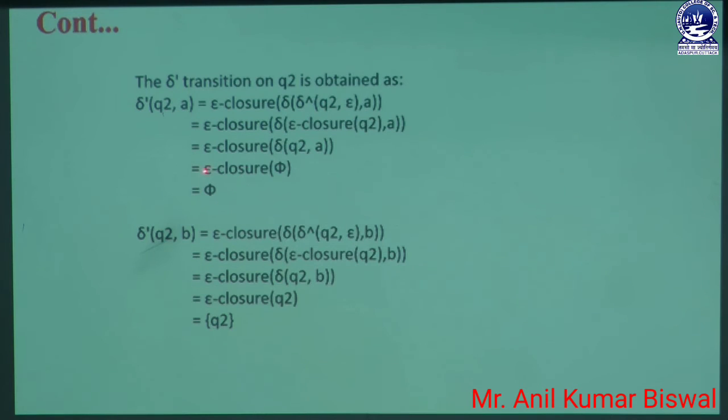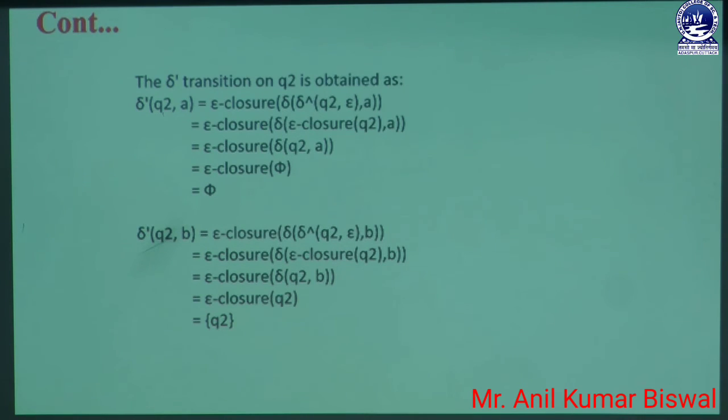Similarly, the epsilon closure is a phi set. Whenever the user puts an input symbol A to the Q2 state, we get a phi state. No new state is created. So if a user wants to calculate the epsilon closure of the phi set, we get a state named phi. That means no new state is being created here.